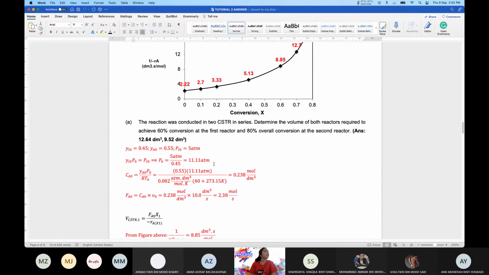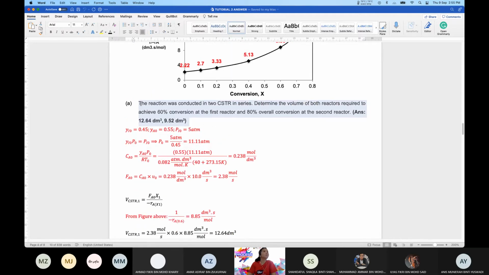Okay, so the question says, the reaction was conducted in 2 CSTR in series. Determine the volume of both reactors required to achieve 60% conversion at the first reactor and 80% overall conversion at the second reactor. So now kita ada 2 reactor in series. And by now you should know, right? Means reaktor pertama tu X1 0.6. Means reaktor pertama convert daripada kosong kepada 0.6. And second reactor is converting from 0.6 to 0.8. And they want us to find the volume.